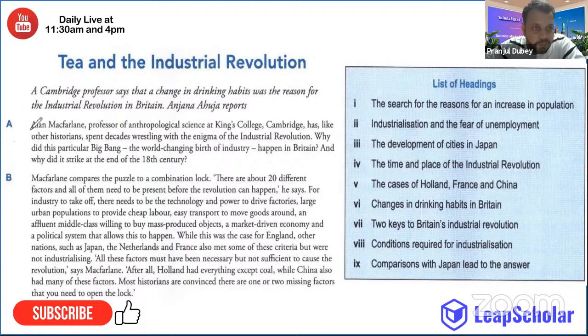Can you please tell me what the main points are over here? First is some Cambridge professor, which we already had, right? Then historians spent decades wrestling with the enigma of the Industrial Revolution. All right, Industrial Revolution. And why did this particular Big Bang, the world-changing birth of industry, happen in Britain? Correct. And why did it strike at the end of the 18th century? Right? So this is how you are able to find out the words.